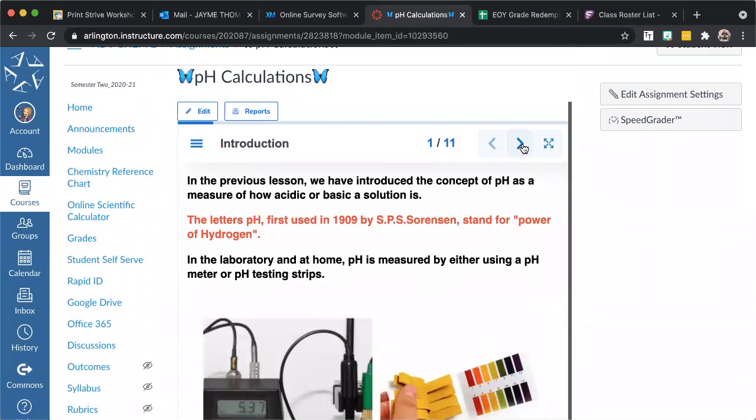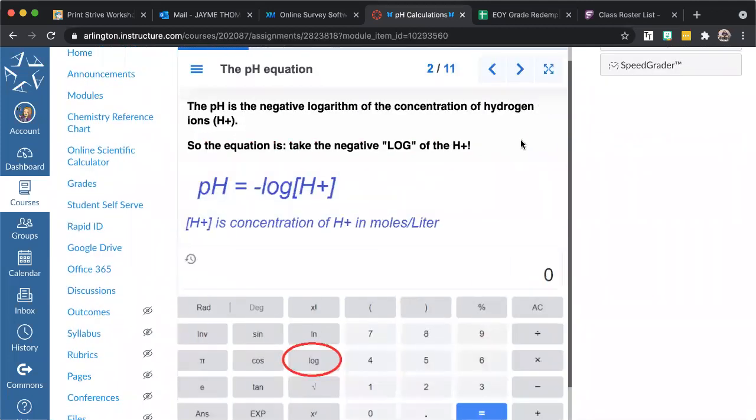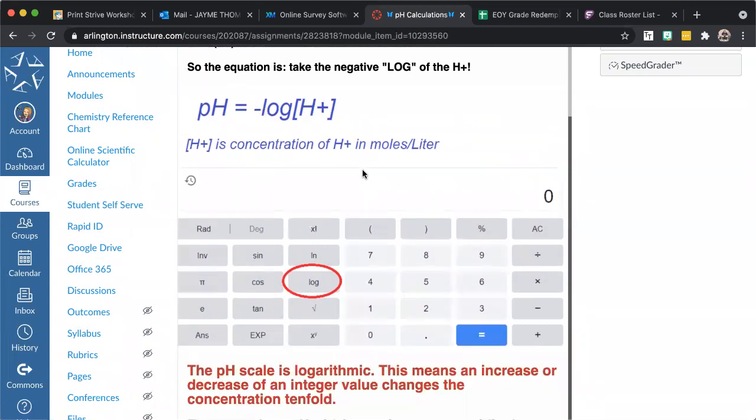Really, we're not actually measuring the pH. We're measuring the concentration of hydrogen ions, and then pH is calculated from that. This is the equation you use to calculate pH. It's pretty straightforward: it's the negative logarithm of the concentration of hydrogen ions, so you always have to put a negative sign in front. In your calculator, look for the log button, whether it's an online one or your own scientific calculator at home.